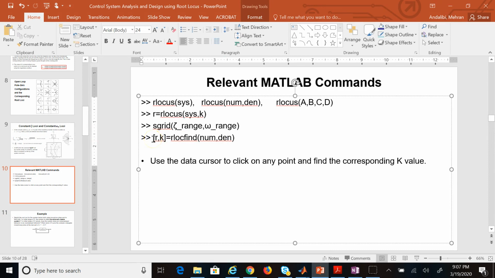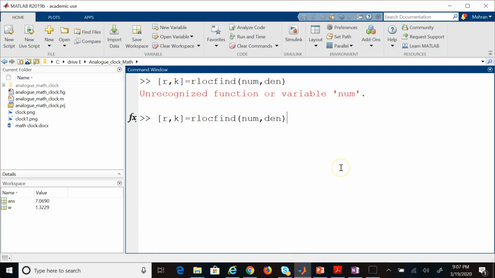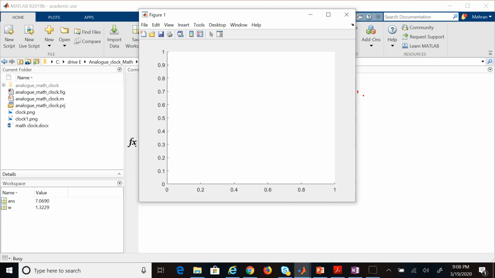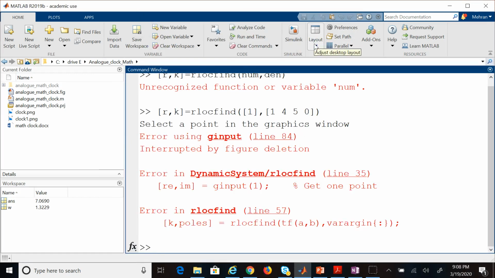But you can use rlocfind too. So let me show you. If you just use this command, rlocfind, that is also a good command which does something similar. I say I want rlocfind of numerator, which in this case was 1, and denominator, which was s times (s squared plus 4s plus 5), and then 0 for the constant. So if you do that, well, you have to wait.